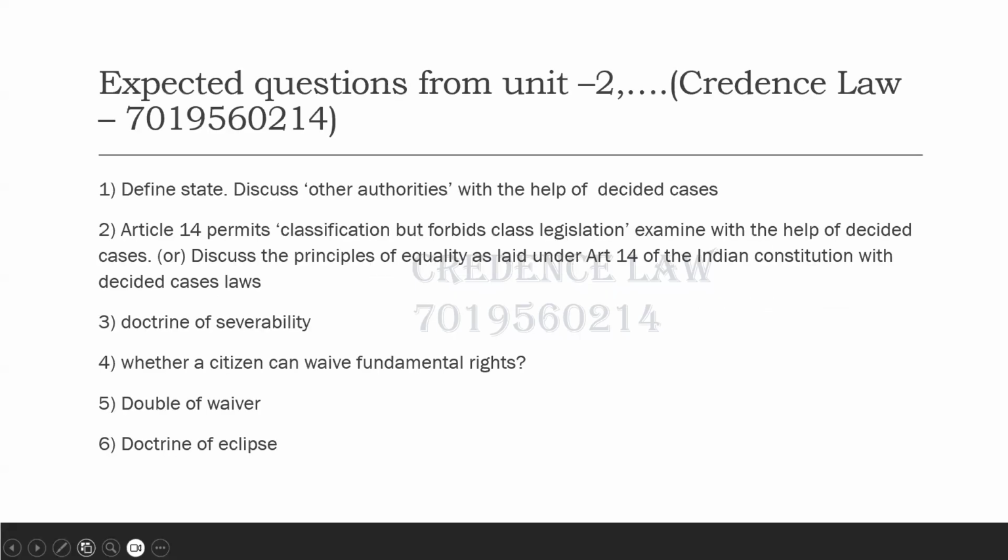And now a few expected questions we can expect. Article 12, to explain authorities with the help of case studies. We have the State of Mysore case, Shantabai versus State of Mysore case. We have certain case studies, the electricity authority case, and then Article 14, which is important. And then doctrine of severability, waiver, eclipse, again important from the short note point of view.